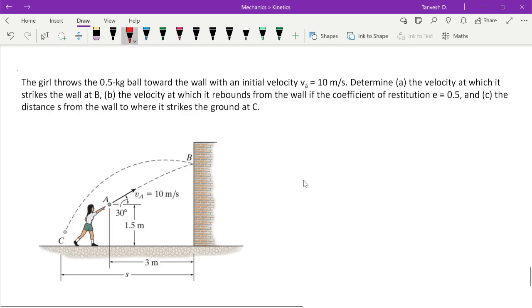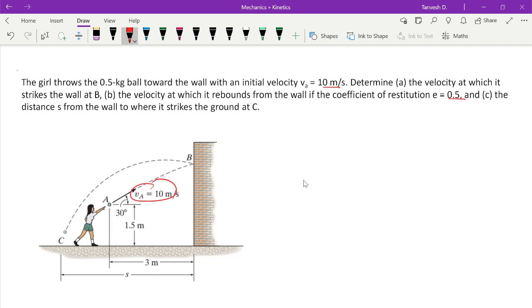Okay, so what is given in this question is the girl throws the 0.5 kg ball towards a wall with an initial velocity vA as 10 meters per second. Determine the velocity at which it strikes the wall at B, the velocity at which it rebounds from the wall if the coefficient of restitution e is 0.5, and the distance s from the wall where it strikes the ground at C. Okay, so the throwing action of this ball, although it looks linear, cannot be linear because there is gravity also acting. So the throwing action of the ball is actually parabolic.